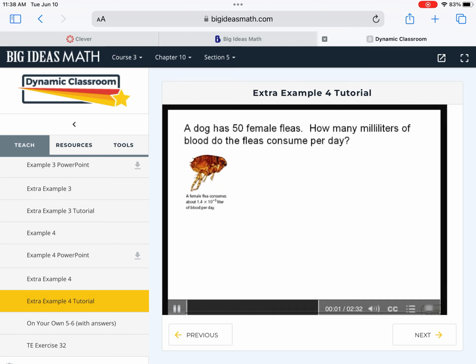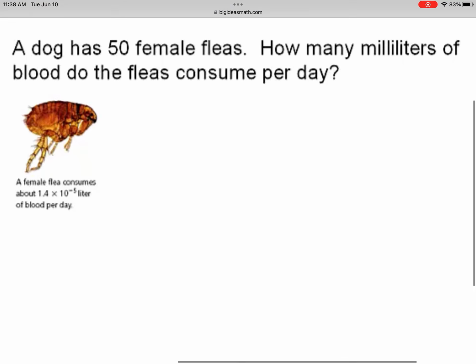A dog has 50 female fleas. How many milliliters of blood do the fleas consume per day? Well, this can't be much fun for the dog, but let's take a look at this problem. The dog has 50 female fleas. We want to know how many milliliters of blood the fleas consume in a day. And take a look at this photo caption.